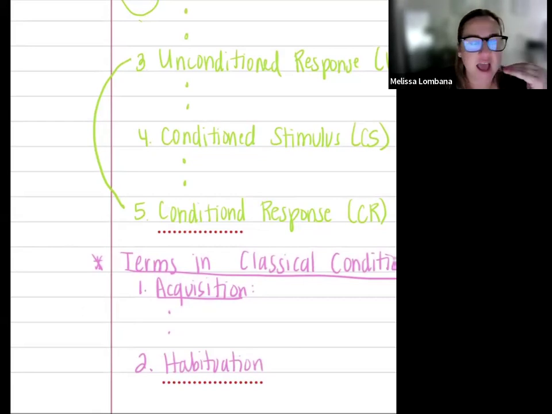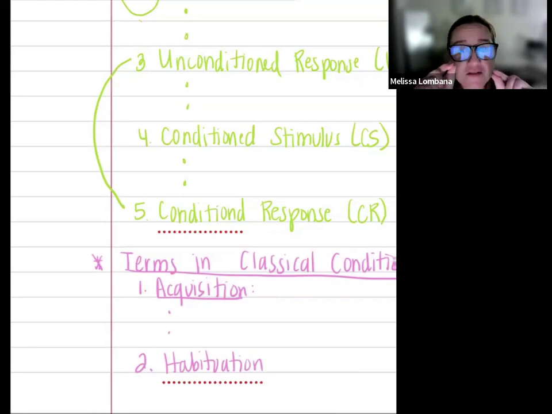The first one is acquisition. Acquisition is literally how we acquire the learning or the behavior. This is the initial stage when we link a neutral stimulus, Zugu, to an unconditioned stimulus, which is the lemonade, so that the neutral stimulus begins to trigger the conditioned response. What we did in class, me telling the story and saying Zugu over and over again, that was acquisition. It's the process of making that association.